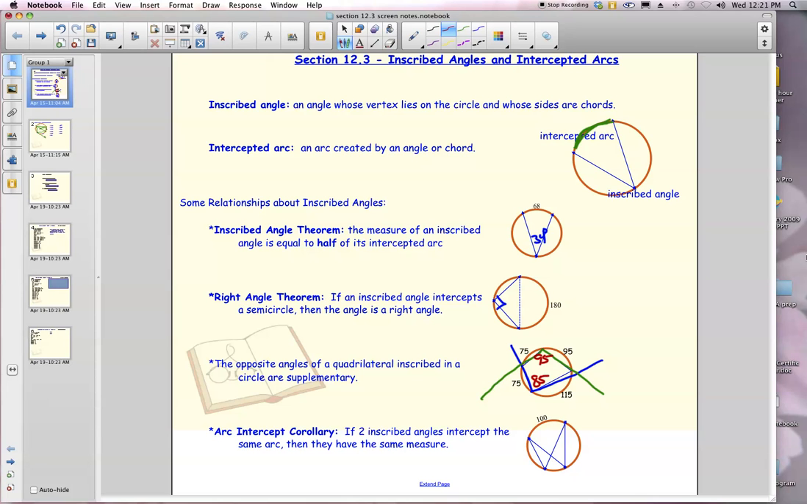One little corollary that goes with that one is if two inscribed angles intercept the same arc, they would have to have the same measure. So you can see that this angle on the right intercepts that 100 degrees, so it's 50 degrees. But this angle over here also intercepts 100 degrees, so it's also 50 degrees. I always like to think of it as looking kind of like a butterfly. If you see these butterflies, realize that those angles are going to be exactly the same measure.